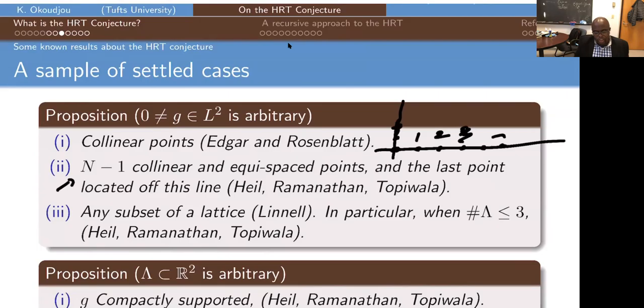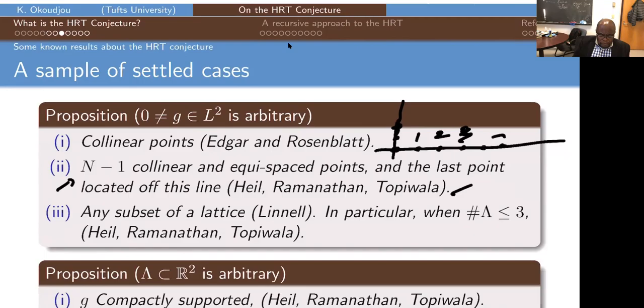So here I'm taking n minus one points, sorry, that are on the same line and that are equispaced. And then I'm picking the last point, the end point, to be any point of this line. And this case is also a case that you can settle by Fourier analysis more or less. And this was already proved in the original paper by Heil, Ramanathan, and Topiwala.